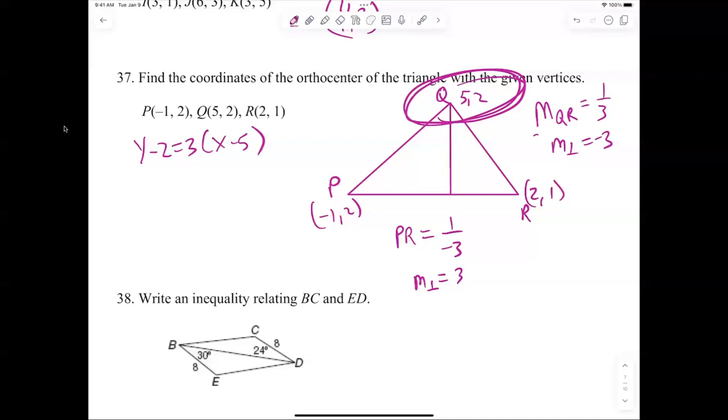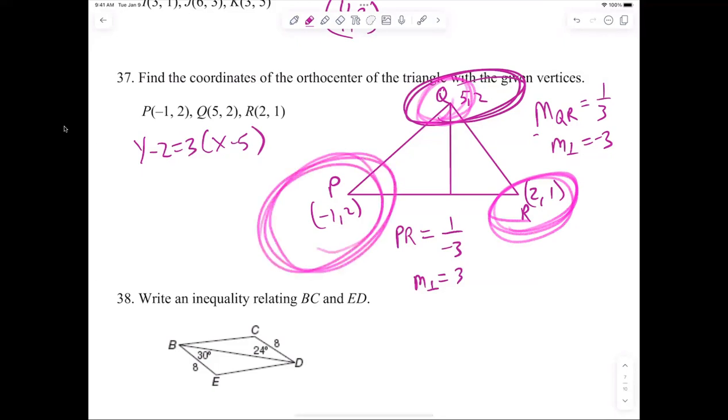Now, this is what I'm saying. This is where you're messing up if you're not paying attention. This is the line we're creating the slope from, correct? So then it has to come from what other point? From P. It has to come from P. We're drawing the altitude here. So the equation would be what? Exactly. Now type that into the calculator and find the point of intersection if you want.